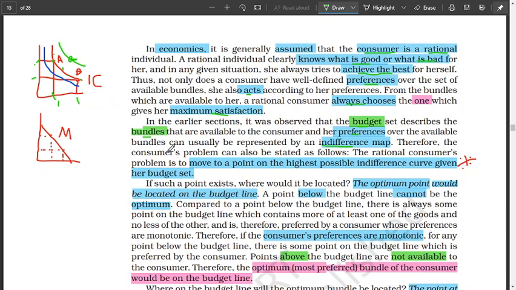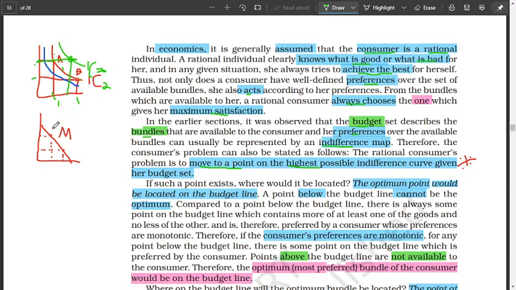So which one would he choose? That's what we want to see. But we all know that he will always try to move to the point on the highest possible indifference curve, given his budget set. He wants to move to this one, IC3, not the red one. He would rather consume here because it gives him the maximum satisfaction.